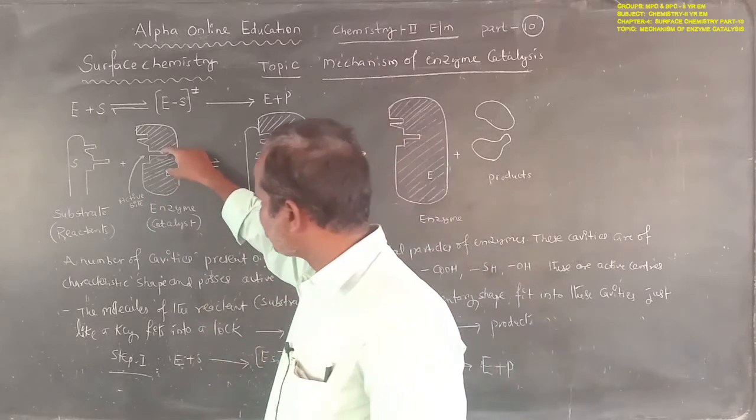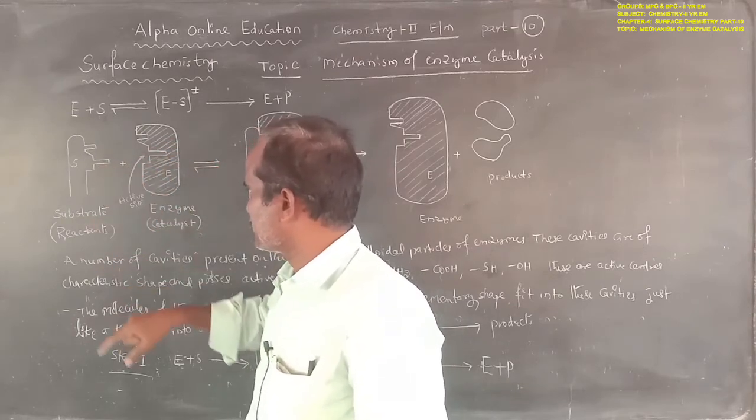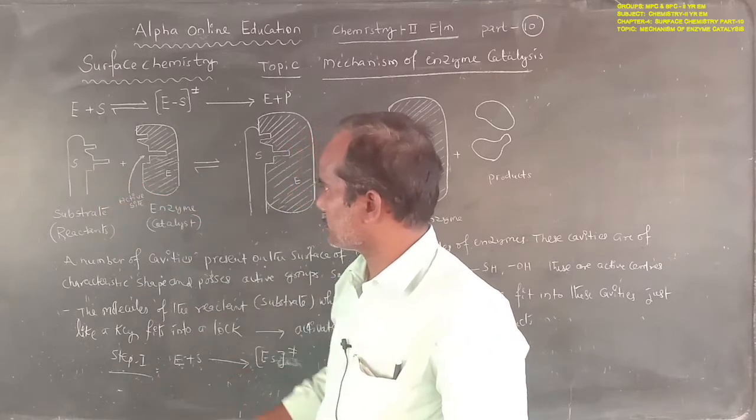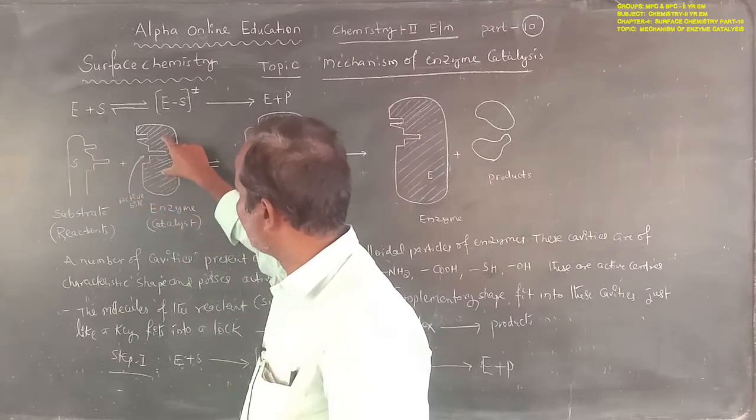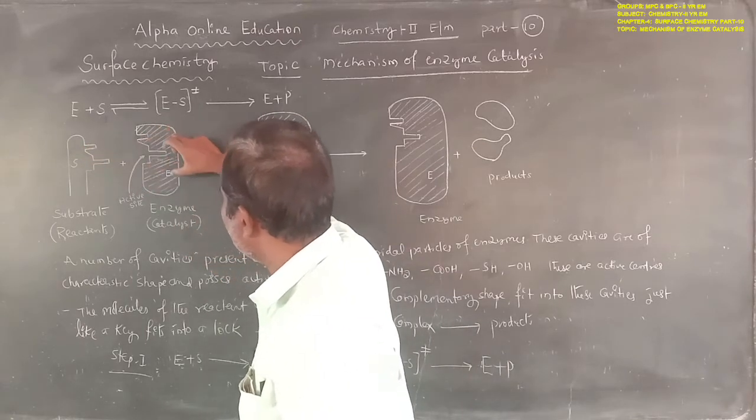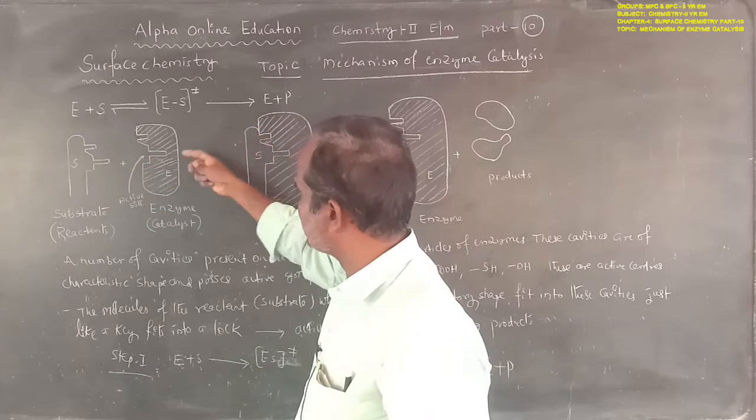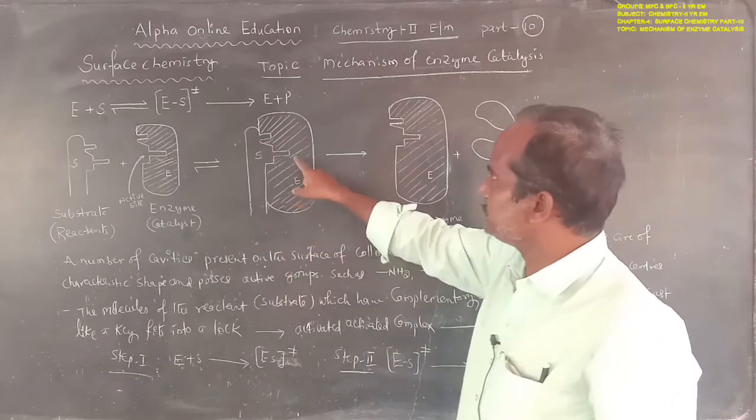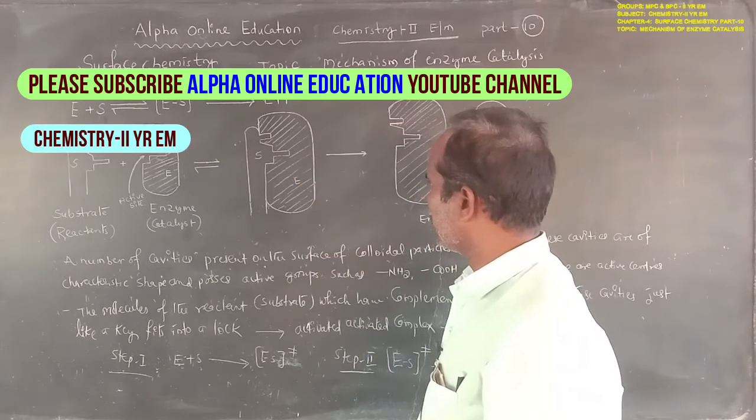Because of this reason, the enzyme interacts with the substrate. When you observe the structure of the substrate, it looks like a key, and the enzyme looks like a lock. When the key is fixed within the lock, the enzyme substrate activated complex is formed.